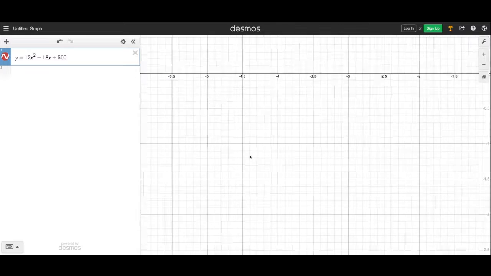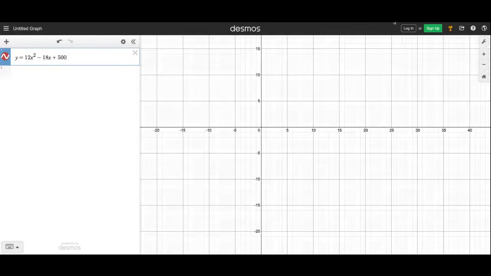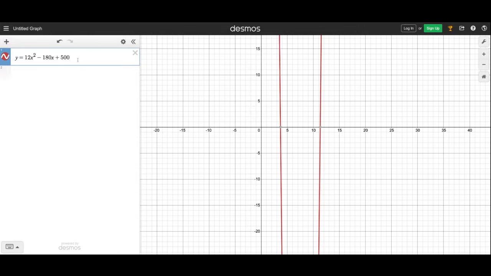Uh-oh. I must have made a mistake someplace because I don't see that graph anywhere. All right, let me go back and see what I did wrong here. I thought it was 180x, not 18. 180x. Okay, let me put that in there. I know it has to cross between here. So I'm looking at this, and it looks like my solution is 3.68, 3.681, and it crosses at 11.39.